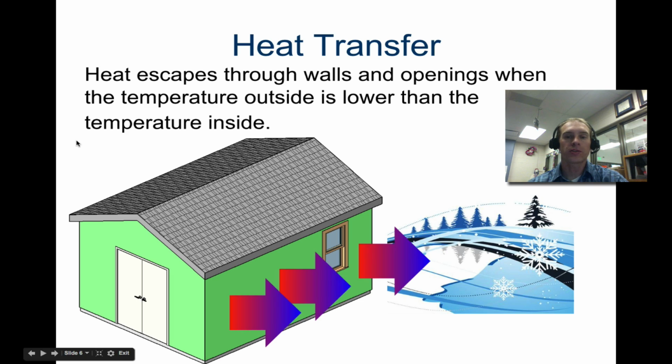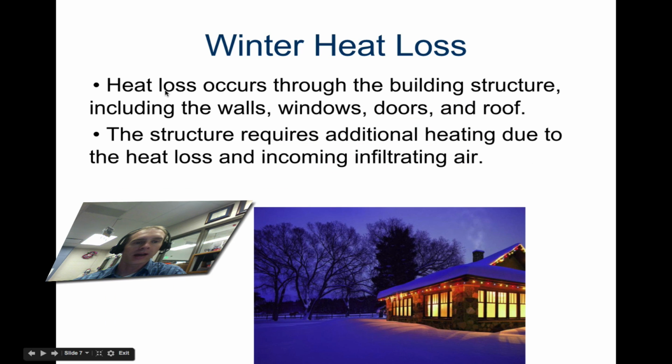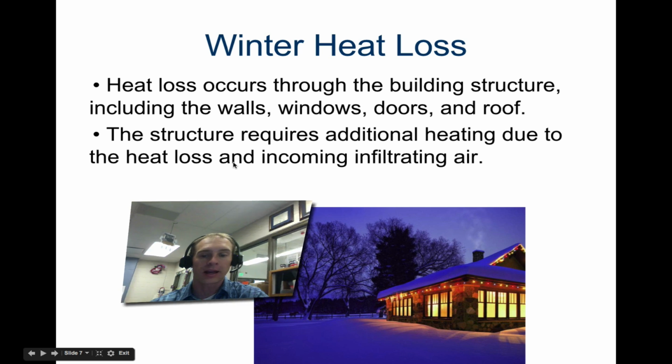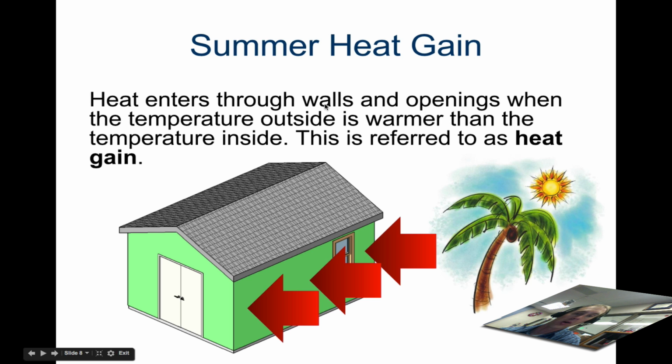Heat escapes through walls and openings when the temperature outside is lower than the temperature inside. So we would have heat loss through walls, windows, doors, and the roof. The structure requires additional heating due to the heat loss and incoming infiltrating air. The same thing could be said for summertime, where you have heat trying to enter an air-conditioned building through these same members. So that's your summer heat gain, and that is referred to as heat gain.